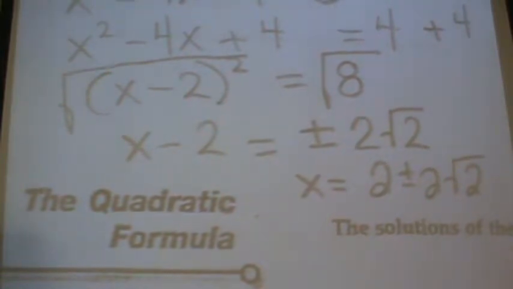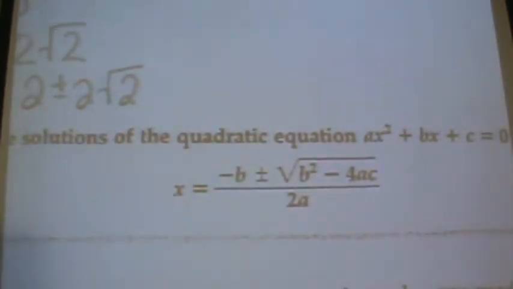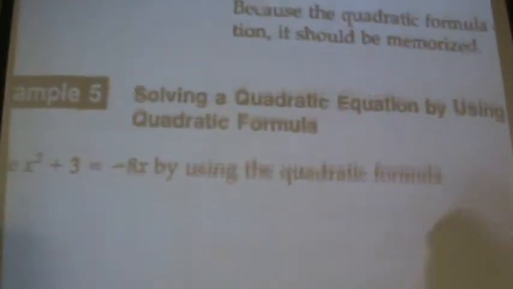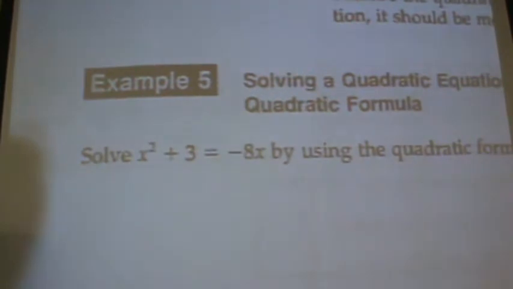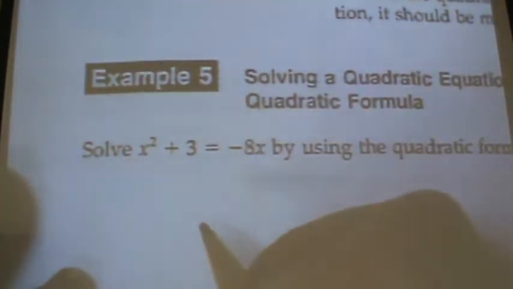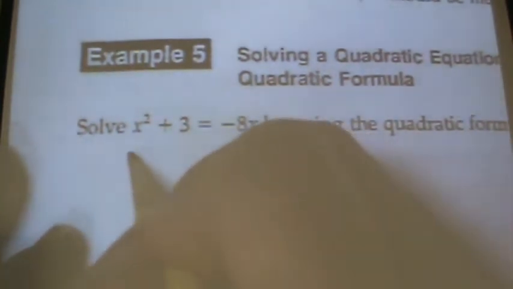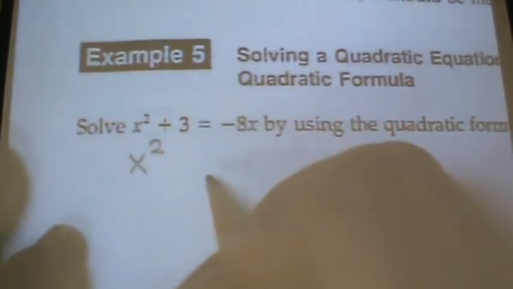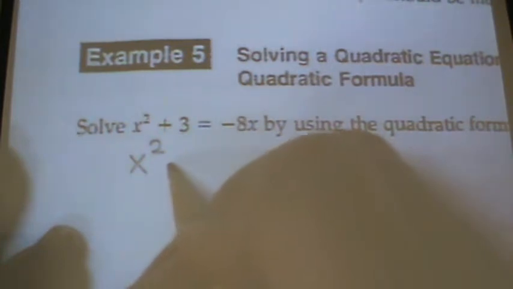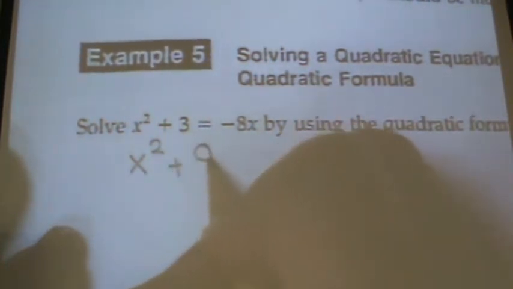Now, do you remember the quadratic formula? Here it is. It's negative b plus or minus the square root of b squared minus 4ac, all over 2a. Now, what do you have to do to a problem before you use the quadratic formula? Put it into standard form. What would standard form look like? This is all review.